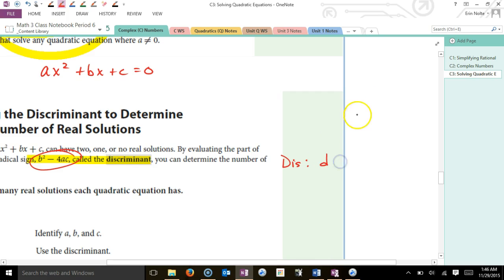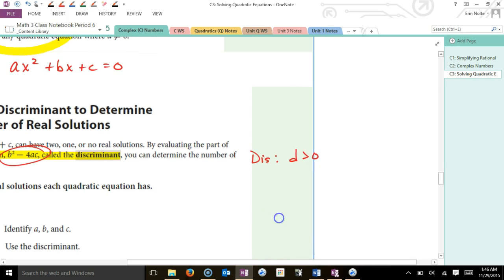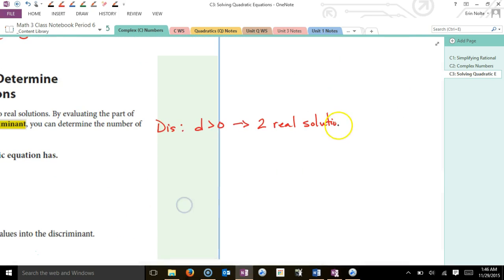Okay, if your discriminant happens to be a positive number, we'll call that greater than 0, that implies you have 2 real solutions. Okay, a second scenario is if your D happens to equal 0. Anybody want to make a guess on if your D is equal to 0, how many solutions you would have? 1. You would have exactly 1. Good guess. 1 real solution.